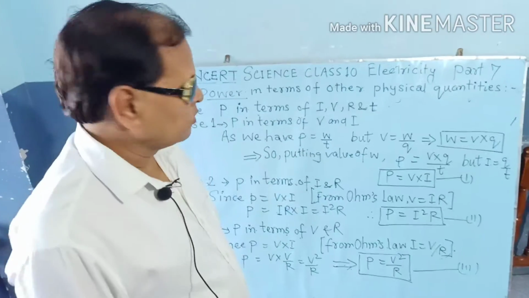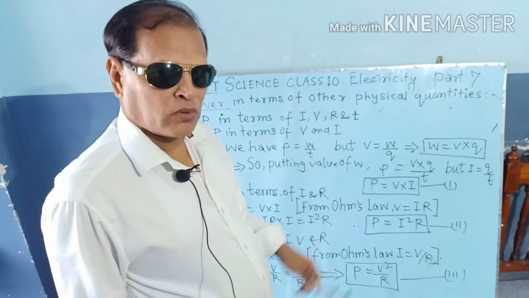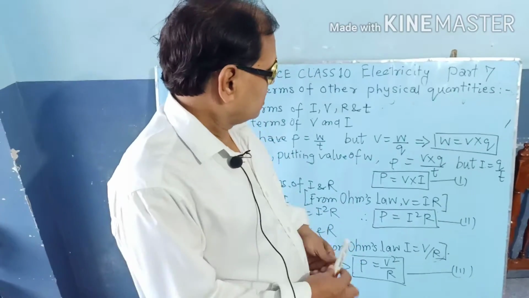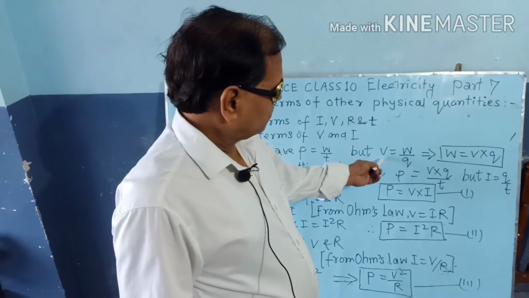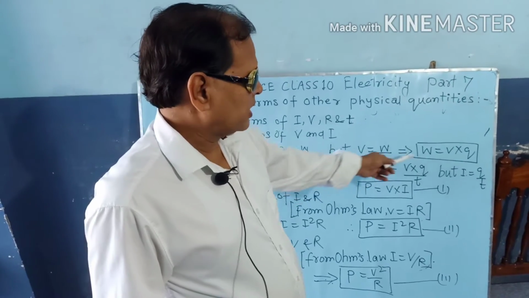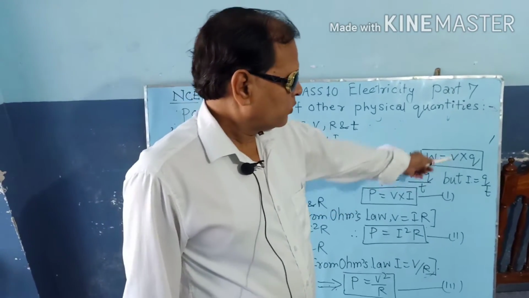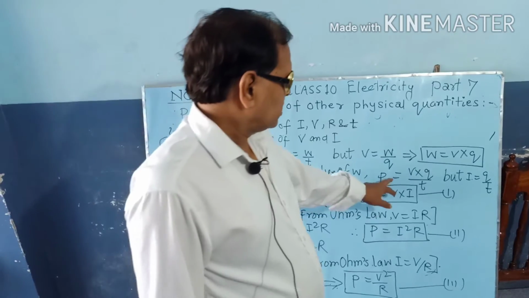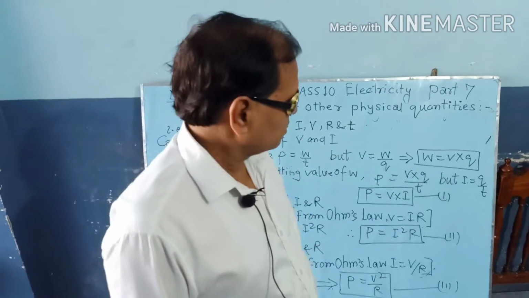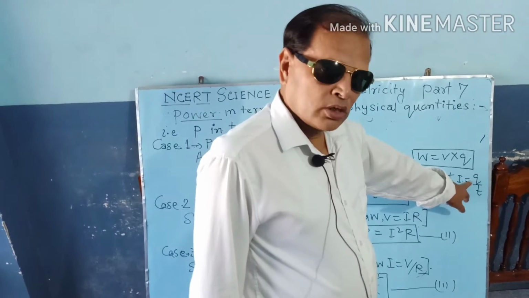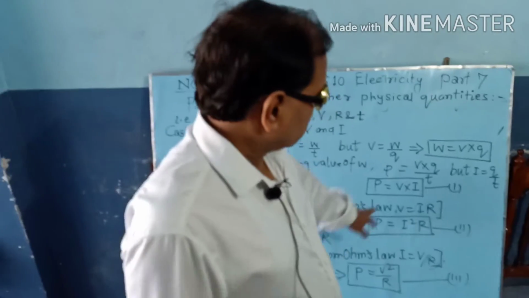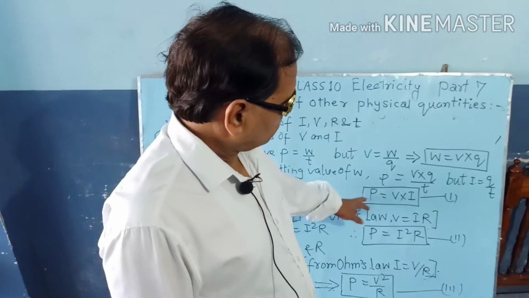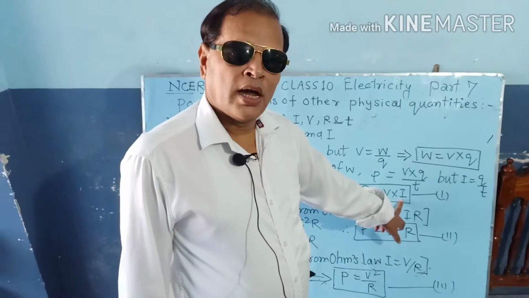As we have P is equal to W by T, but from the definition of electric potential, V is equal to W by Q. Hence, by cross multiplication we have W is equal to V into Q. So we put the value of W in the formula of power: P is equal to V into Q by T. But current I is equal to Q by T, so Q by T is converted into I. So we get P is equal to V into I. This is the first relationship between power, electric potential and current.